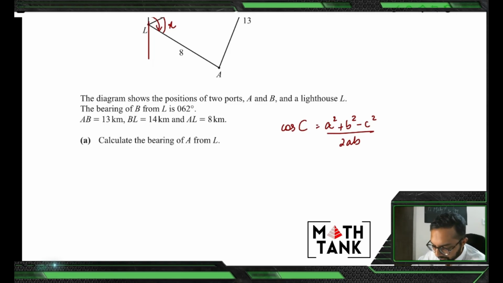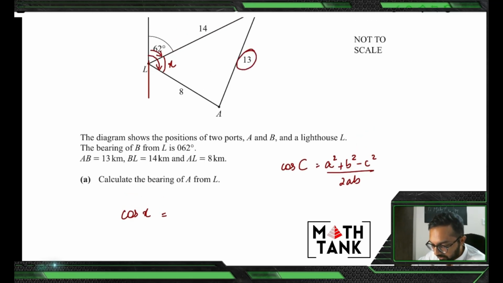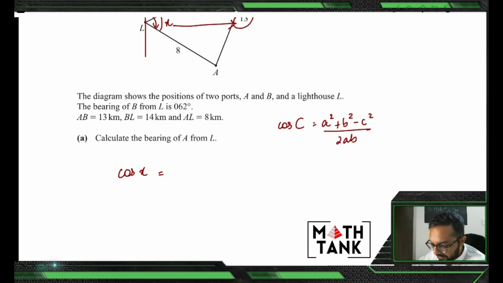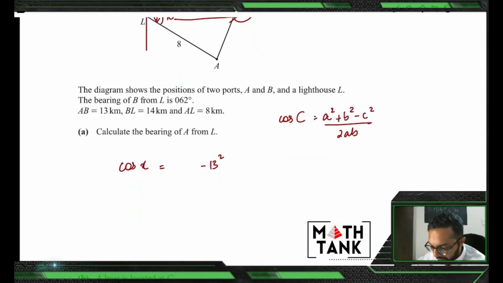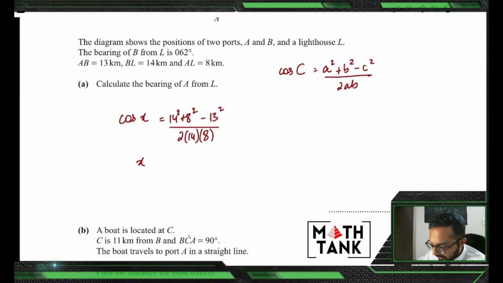So whatever angle you're trying to find, you place the side opposite it with a subtraction sign. So I'm going to subtract 13 square. I'm going to add the other two. I'm going to say 14 square plus 8 square. That's how I sort of learned my cosine rule. 2 into 14 into 8. Again, I can keep the answer very precise. Cos inverse of 14 square plus 8 square minus 13 square over 2 into 14 into 8.